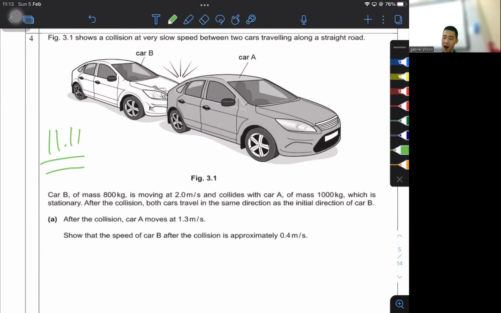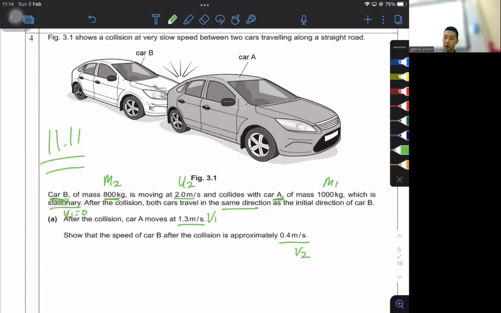Useless information. Car B has a mass of this amount, which is your M2, and is moving at this speed, which is your U2. It collides with car A, which is supposed to be your M1, and is stationary, so U1 is supposed to be 0. After the collision, both cars travel in the same direction as the initial direction of B, and the car is going at 1.3. So this is your V1, right? Then they want you to show that V2 is approximately 0.4, right?